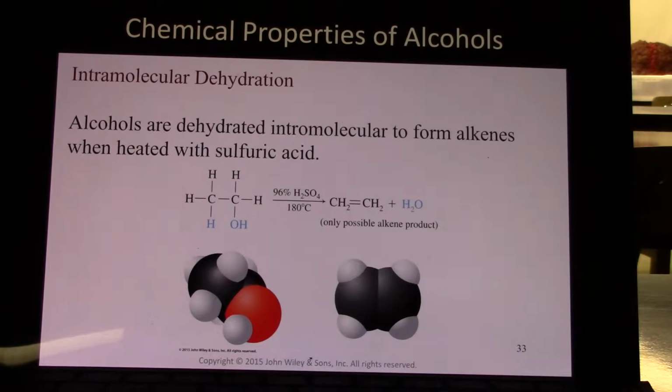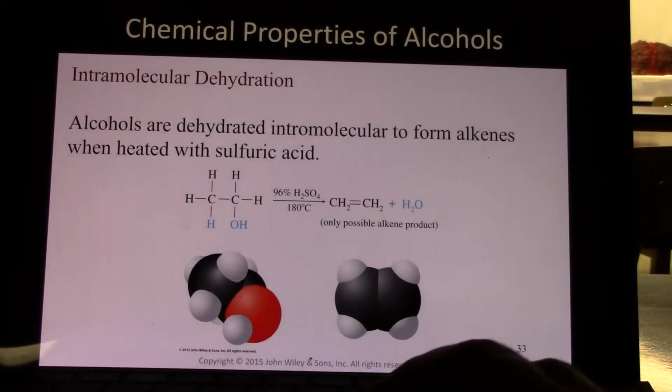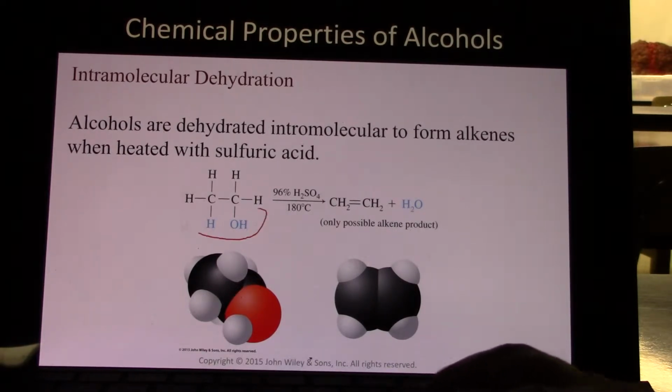Intramolecular dehydration. Alcohols are dehydrated intramolecularly to form alkenes when heated with sulfuric acid. And so in this dehydration reaction, basically you lose a water, which is why they call it dehydration, and you form a double bond.